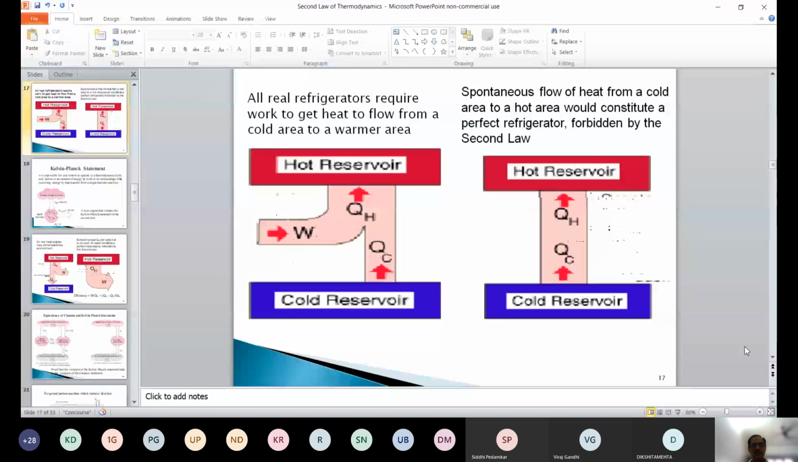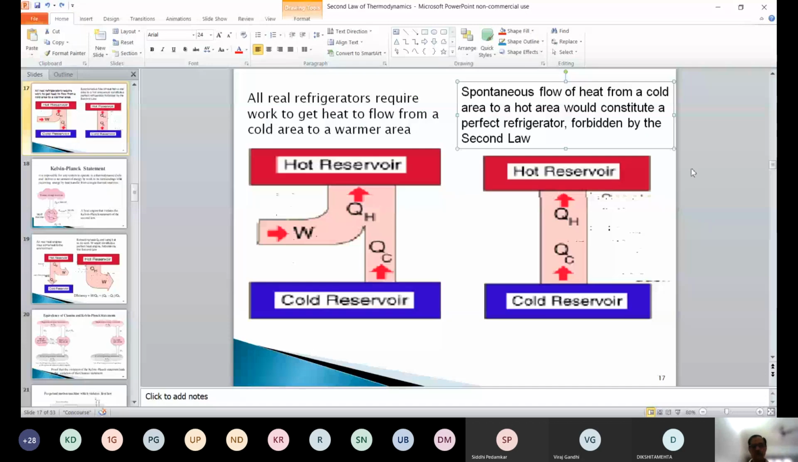So all real refrigerators require work to get heat to flow from a cold area to a warm area. Spontaneous flow of heat from a cold area to a hot area would constitute a perfect refrigerator, which is forbidden by the second law. The second law does not allow you to transfer heat from cold to high temperature without supplying work.